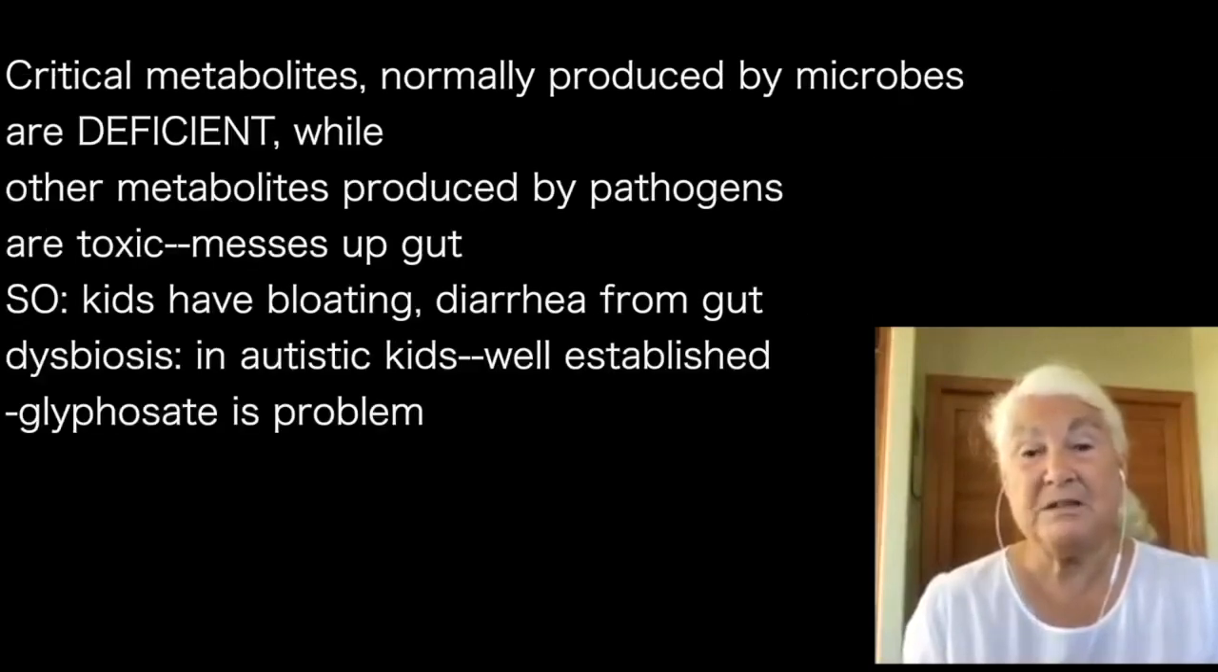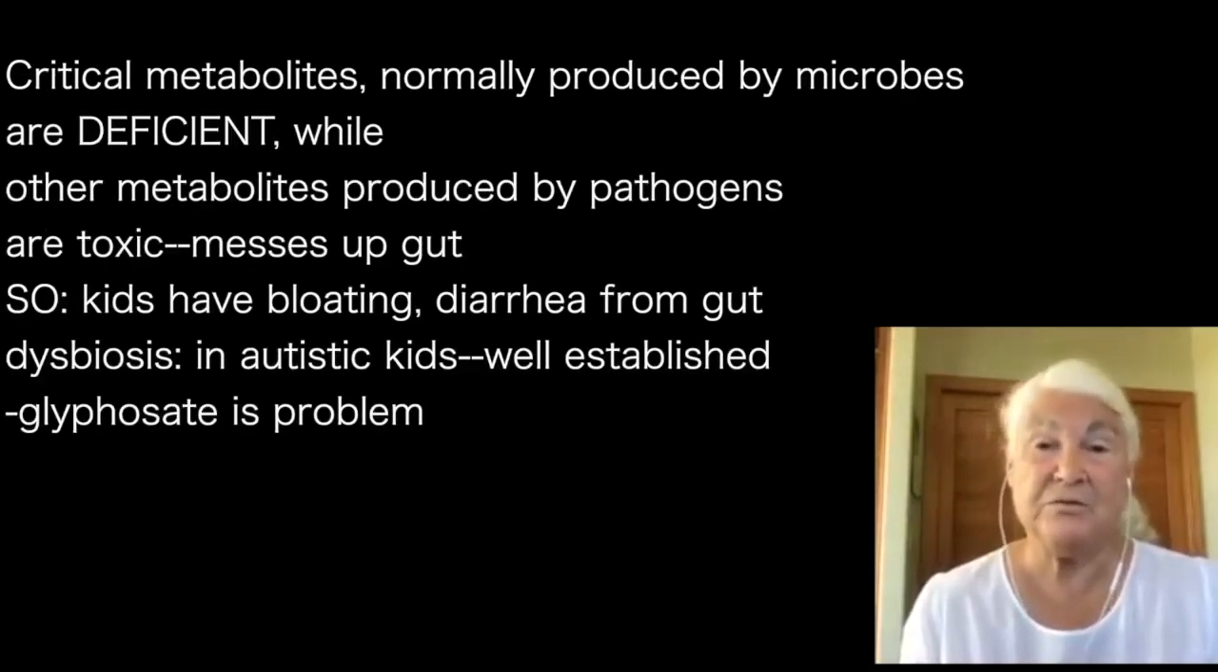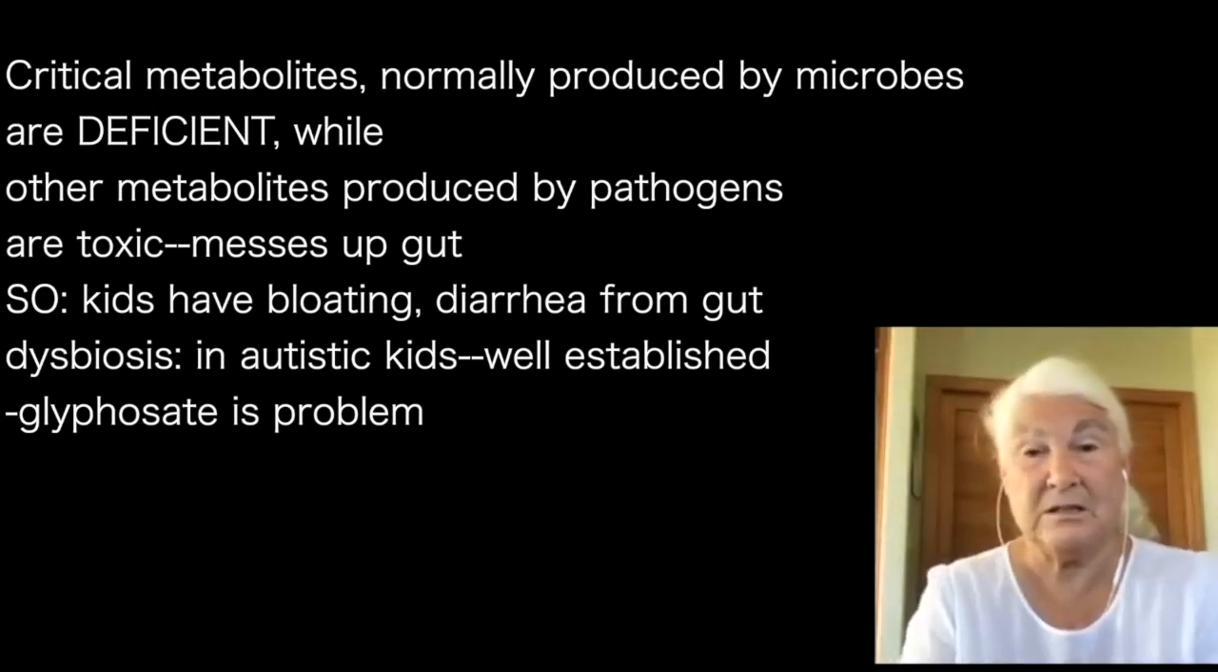So critical metabolites that are normally produced by the microbes are insufficient. They're deficient. And critical other metabolites that are produced by the pathogens are toxic. So you get this awful mess of the gut being all messed up. And these kids have bloating, they have diarrhea, they have constipation, all these symptoms evident of gut dysbiosis in the autistic kids. Well known, well established. And it's really just that the glyphosate is messing everything up.